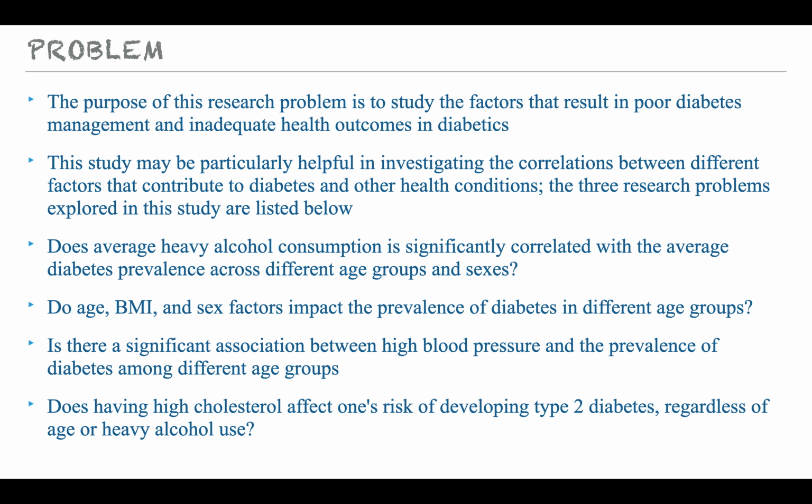The research problems mainly explored in the study are: Is average heavy alcohol consumption significantly correlated with average diabetes prevalence across different age groups and genders? Do age, BMI, and gender impact the prevalence of diabetes in different age groups? Is there any significant association between high blood pressure and the prevalence of diabetes among different age groups? Also, does having high cholesterol affect one's risk of developing diabetes regardless of age or heavy alcohol use?